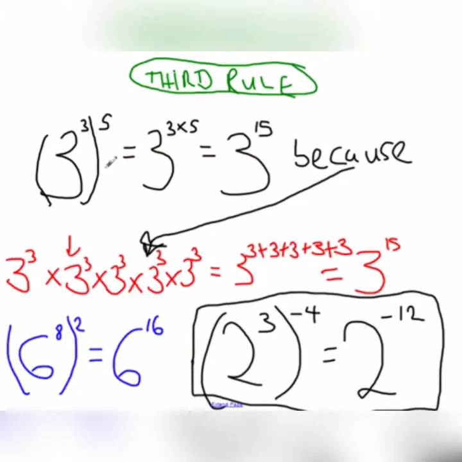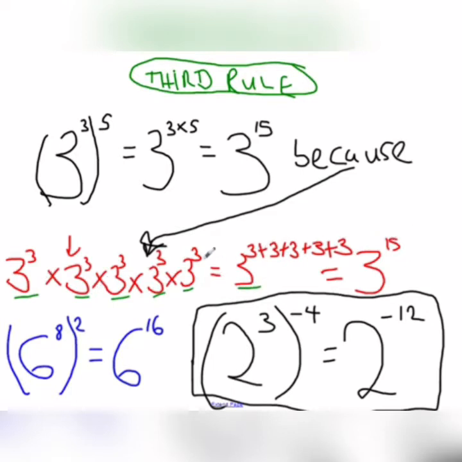Let's go to another rule, which is the third rule. Now, 3 cubed to the power 5 is the same thing as 3 cubed times 3 cubed times 3 cubed times 3 cubed times 3 cubed. Now, if you look at the times, all these base numbers are the same, so you keep that base number. And because you're multiplying, you add the powers, which gives 15.